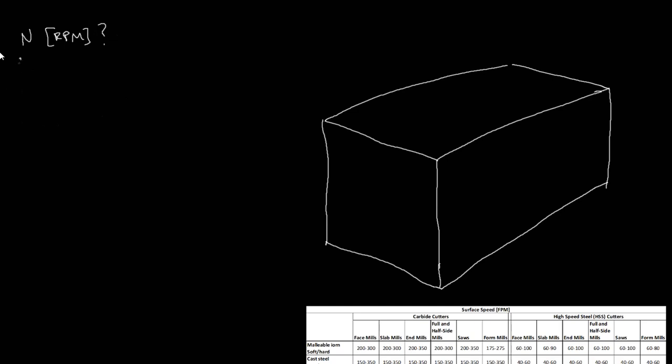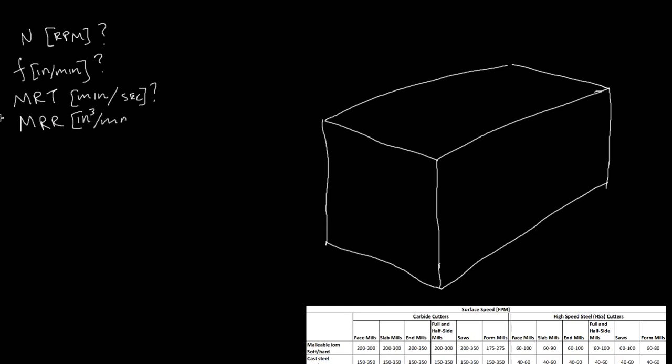What's the feed rate in inches per minute? Because most CNCs read feed rate in inches per minute for a milling operation. We want to figure out the material removal time in minutes and possibly seconds. And we'll figure out the material removal rate in inches cubed per minute. And then finally, our power requirements.